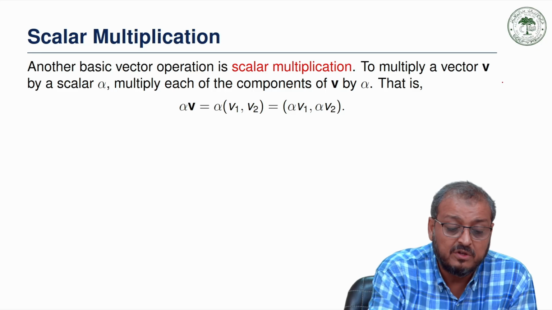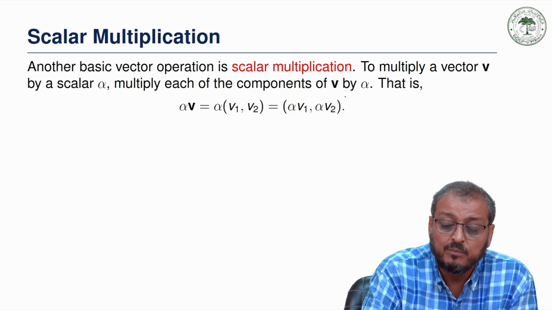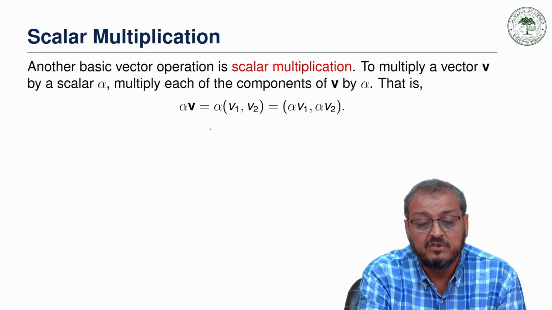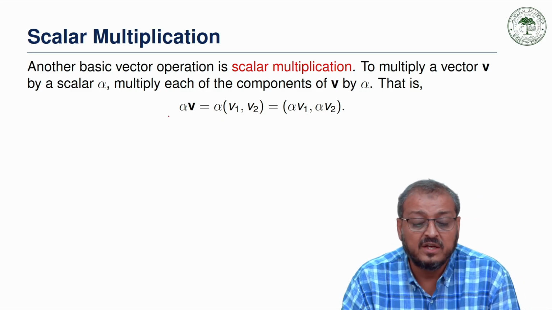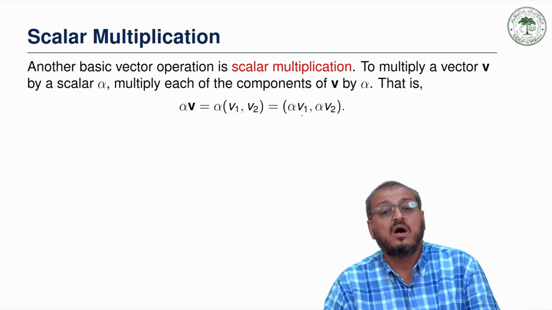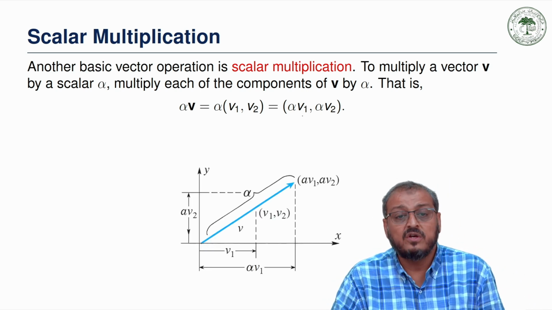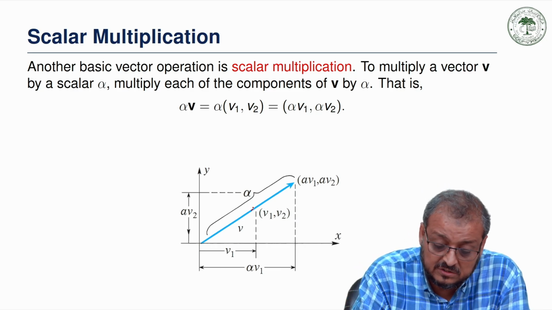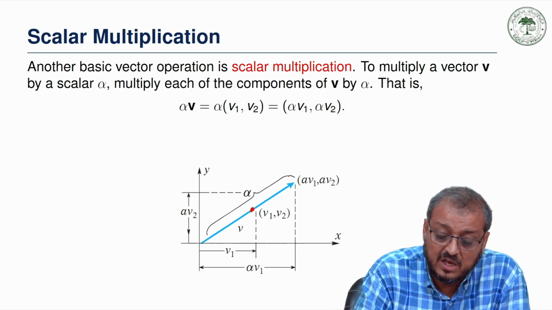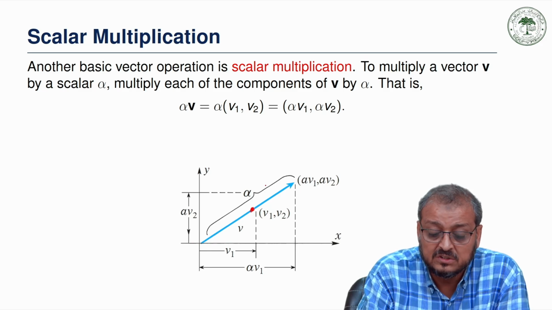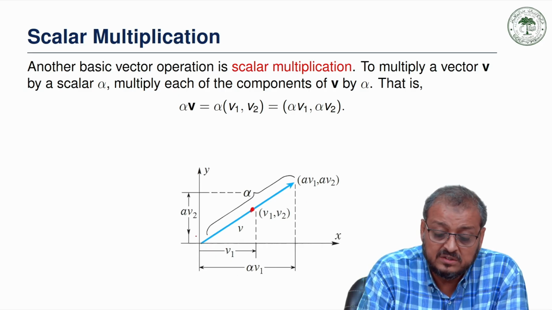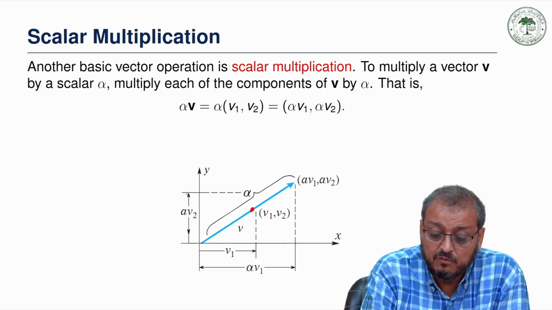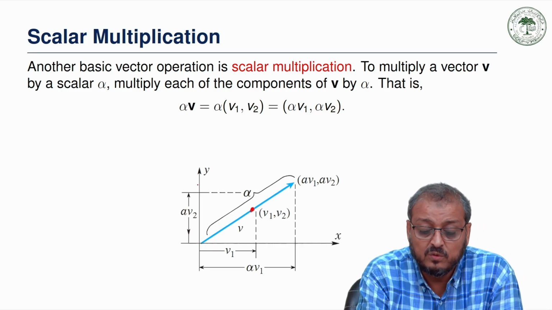To multiply a vector v by a scalar means to multiply each component of v by alpha, so alpha v can be written as alpha times v1 and alpha times v2. Alpha is called a scalar, and v1, v2 are the components of the vector. Geometrically, if we have a vector v and multiply it by a scalar, this gives alpha times v1 and alpha times v2.